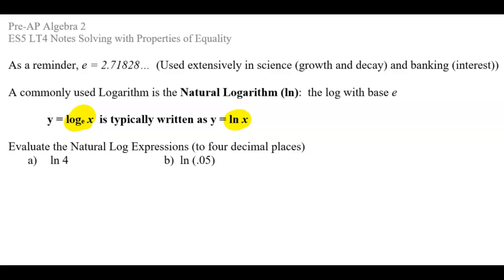You can type these in your calculator. I want you to do this on your own. Type these into your calculator with the ln button, so ln 4, and then round to the nearest 4 decimal places. That's important. Make sure you round to the nearest 4 decimal places.